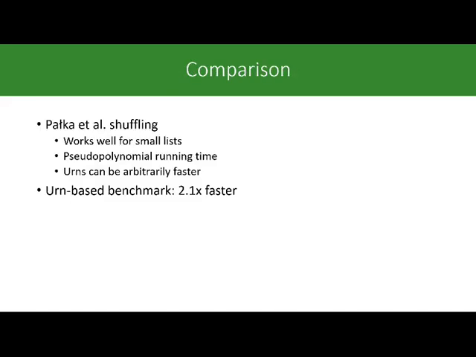For our comparison, for our purposes, the Fisher-Yates shuffling works pretty well for small lists, but it has a problem. It's pseudo-polynomial in running time. If I had made that 4 and 2 into a 40 and a 20, I would have to permute a 10 times larger list. And in fact, for the same exact distribution, we could have urns be arbitrarily faster than an equivalent use of the other algorithm.